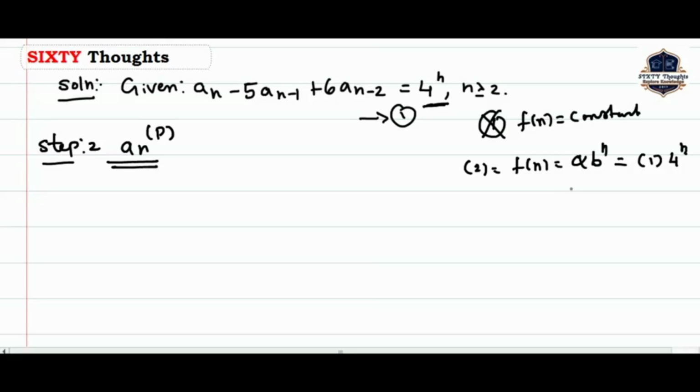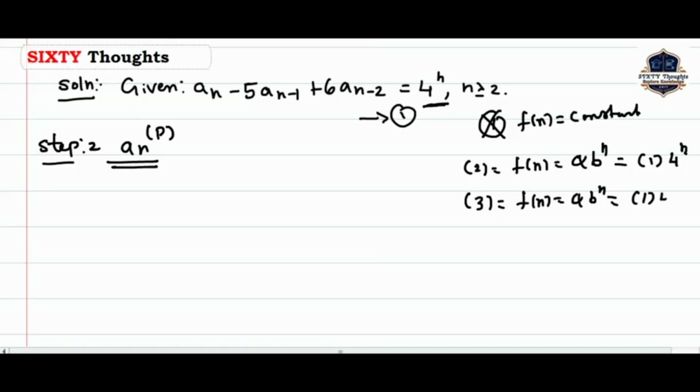Here b value is 4, so we have 4 power n. Okay. So the right hand side of the given equation is the second type. And it also satisfies the third type. What is the third type? The same, f of n equal to alpha into b power n.